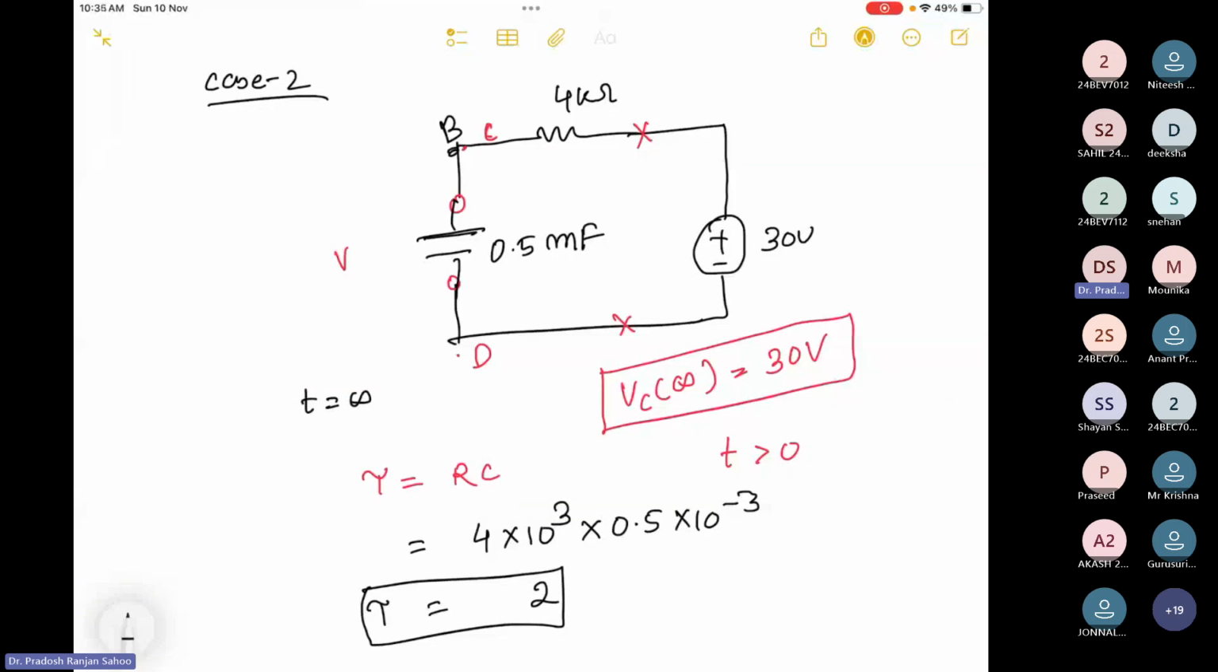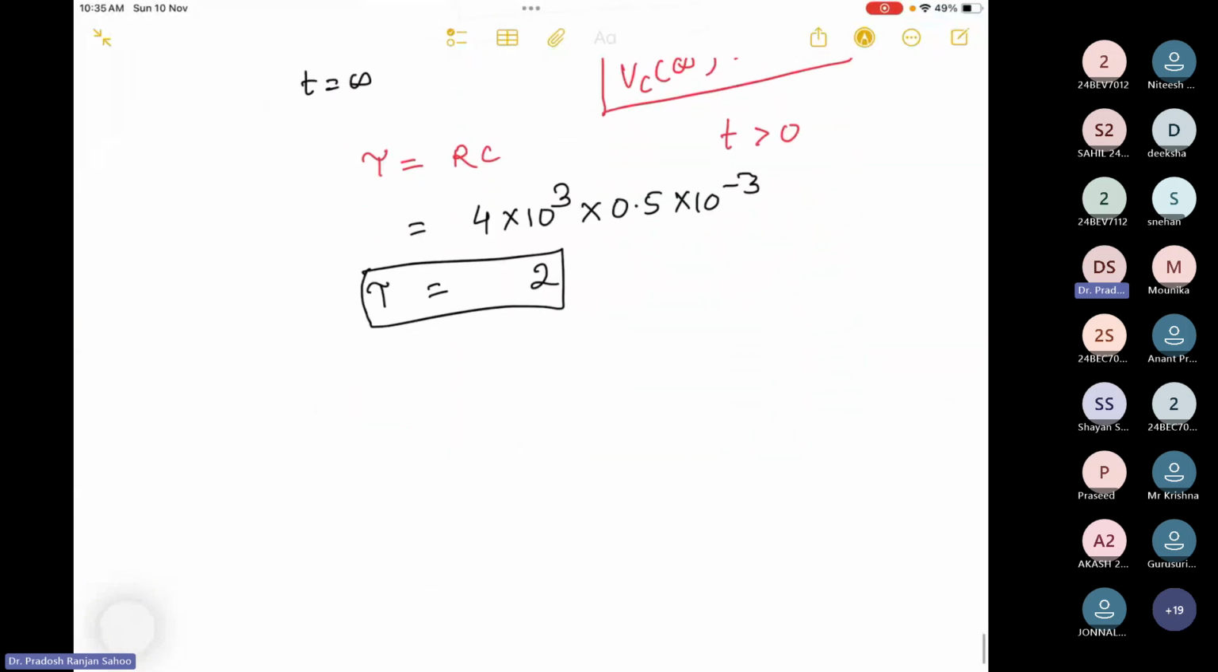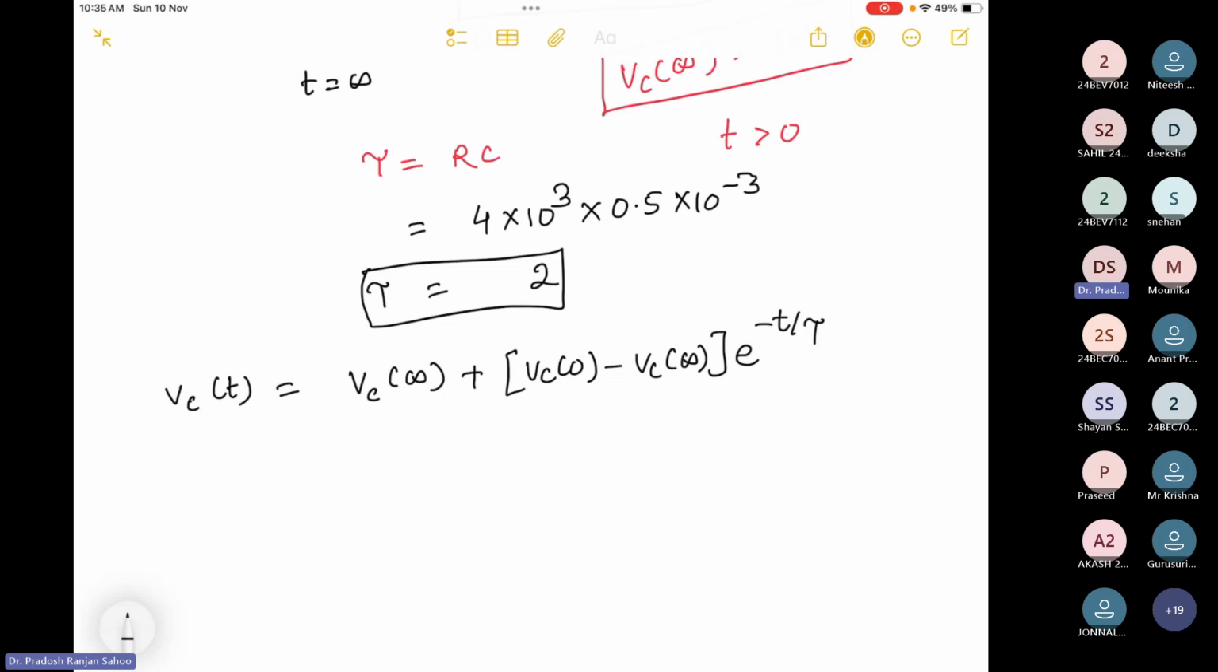I got time constant equal to 2 here. Now I'll just put in the formula: V_C(t) equals voltage across capacitor at infinity plus voltage across capacitor at initial value minus voltage across capacitor at infinity, times e to the power minus t by tau.